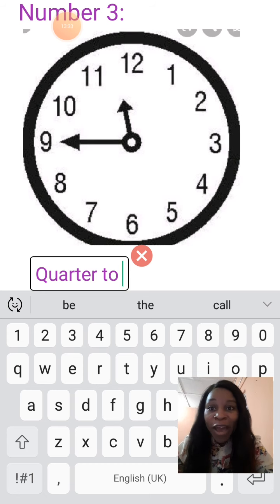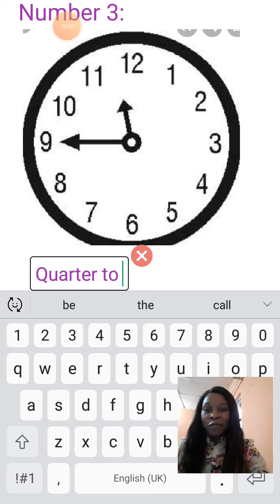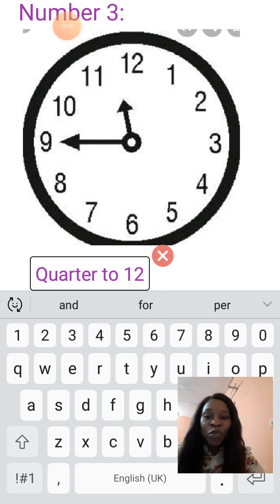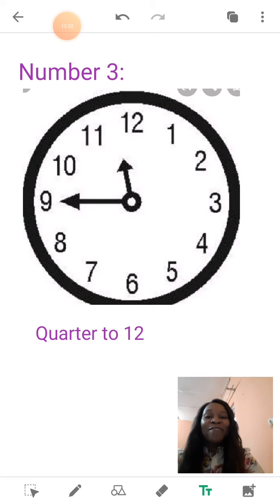Now we have the hour hand. The hour hand is in between 1 and 2. I said when it's on the 2 axis, between 7 to 12, you pick the next number, not the number that the hour hand has just passed. And the next number is 2. So my answer is 1:45. And we have an answer.